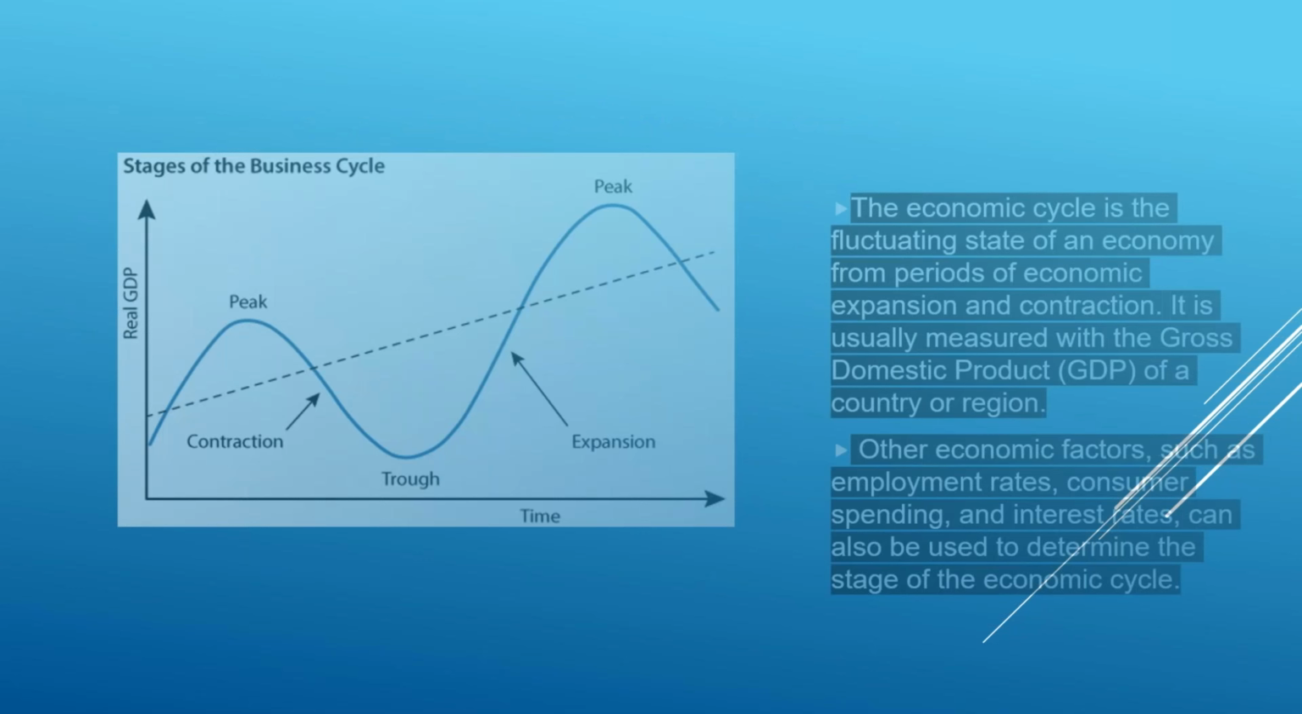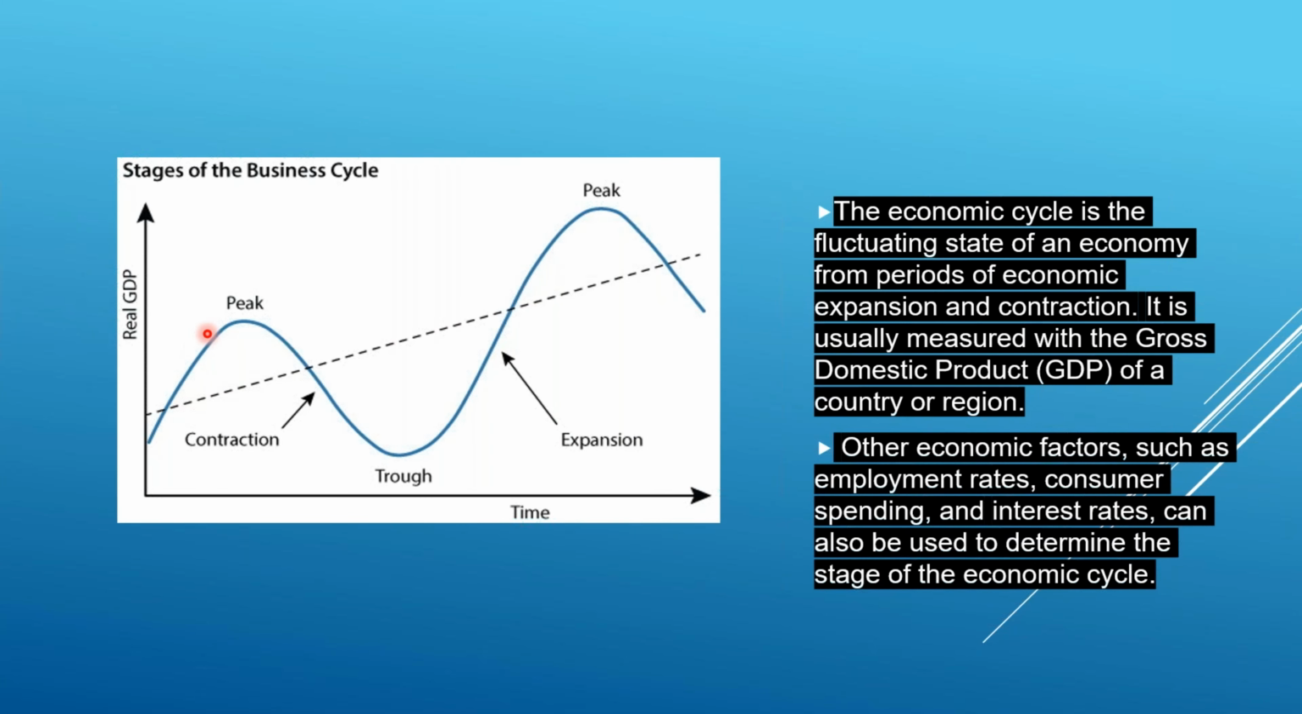This is what we call the business cycle. Every economy, every market goes through this. It starts with an expansion from a trough, goes to a peak, and then goes back to contraction. This is normal, this is healthy, it happens every time.